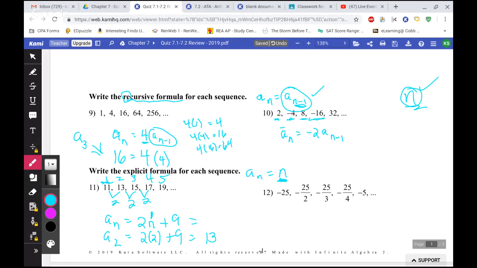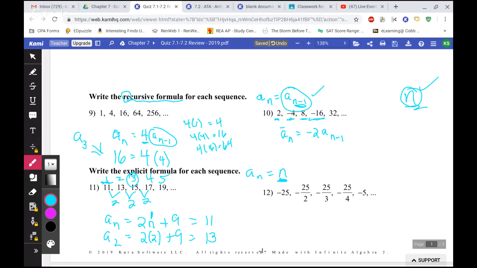And 2 times 1 is 2 plus 9 is 11. And then 2 times 3 is 6 plus 9 is 15. Is that making sense or not really? No, it makes sense. I get it.